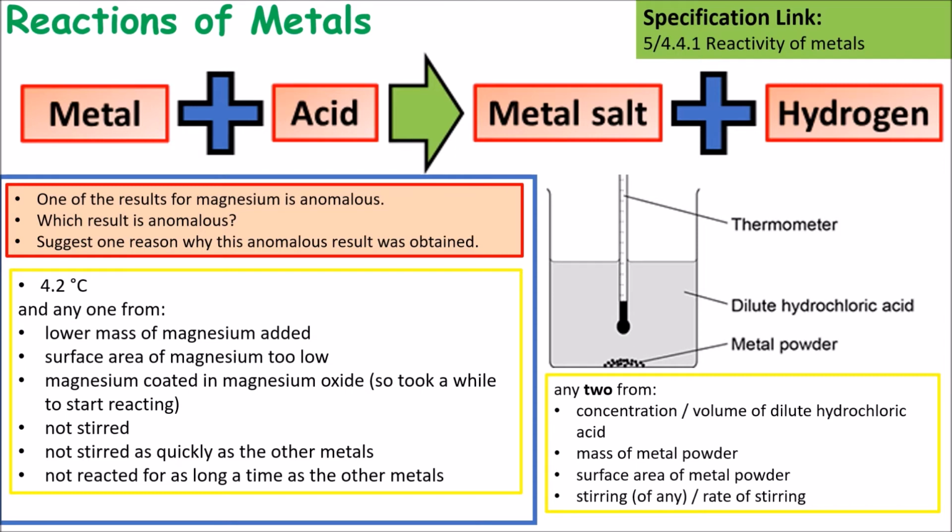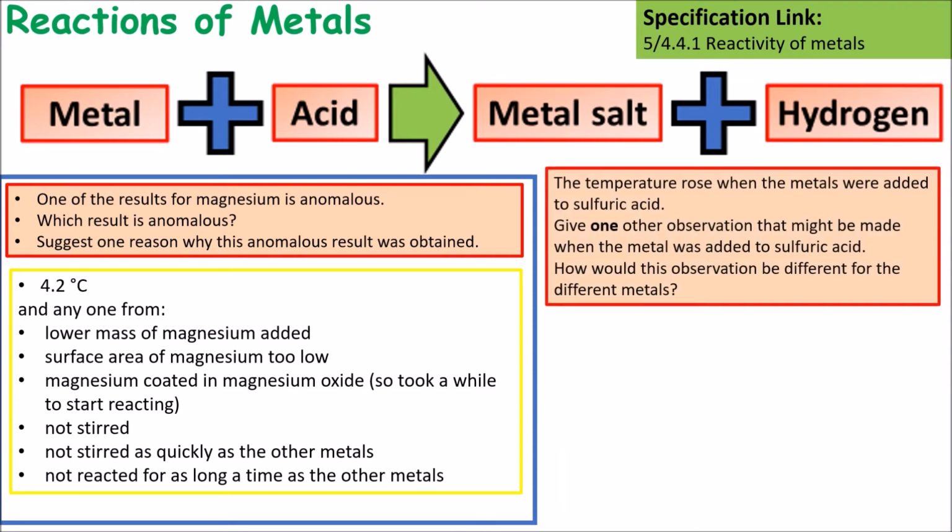So there might have been a lower mass of magnesium added. The surface area of the magnesium might have been too low. Magnesium might have been coated with oxygen, so forming magnesium oxide. There might have been no stirring, or it might have been stirred too quickly. There could have been an entire variety of reasons.